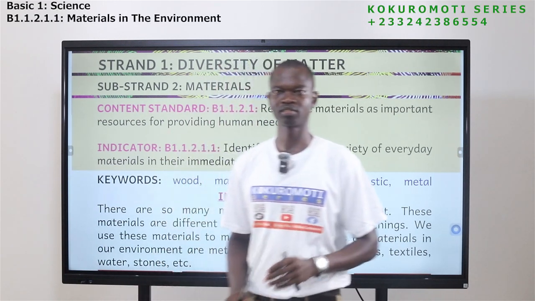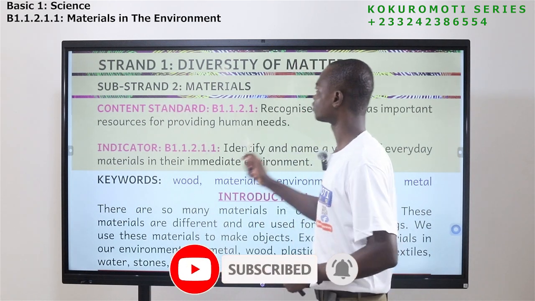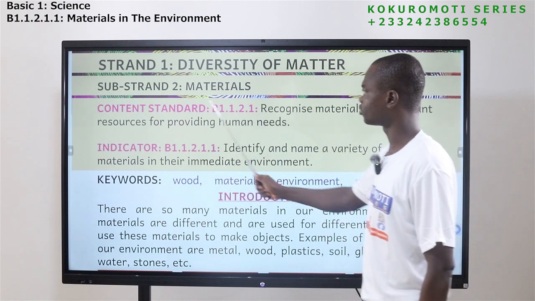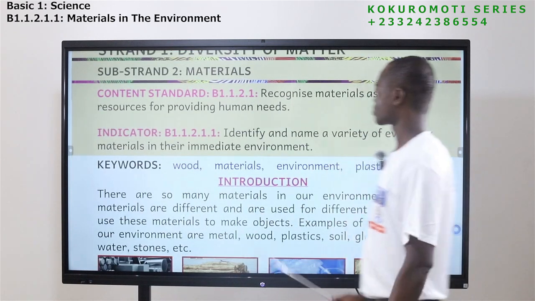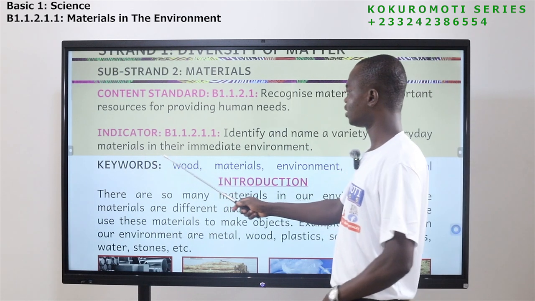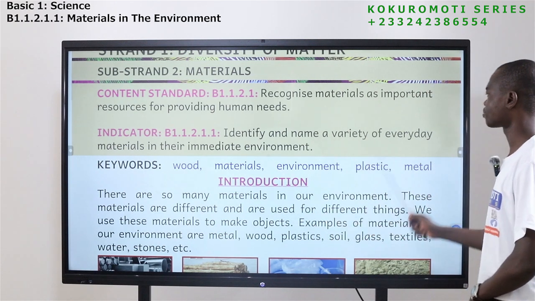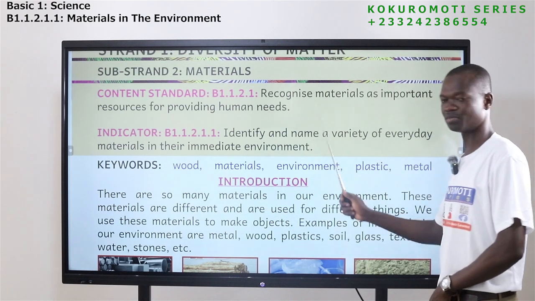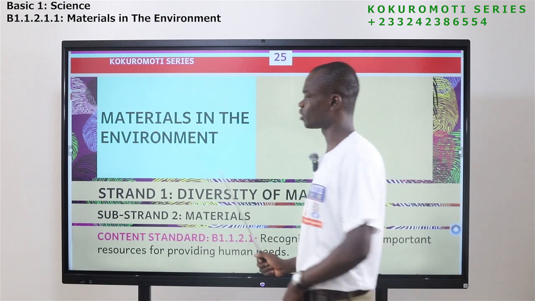Science for Basic 1. Okay, so please look on the board. We are looking at strand 1, diversity of matter. And then we will look at substrand 2, that is materials. So the indicator: identify and name a variety of everyday materials in their immediate environment. So the topic is materials in the environment.